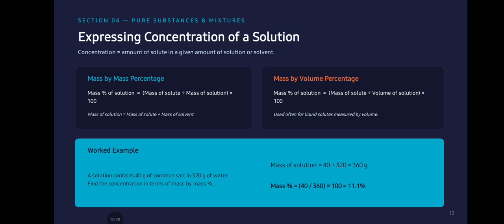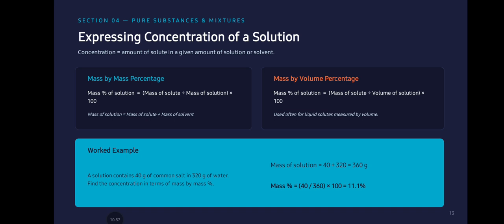So the next is expressing concentration of a solution. Concentration is equal to amount of solute in a given amount of solution or solvent. So mass by mass percentage. Mass percentage of solution is equal to mass of solute divided by mass of solution multiplied by 100. Mass of solution equals mass of solute plus mass of solvent.